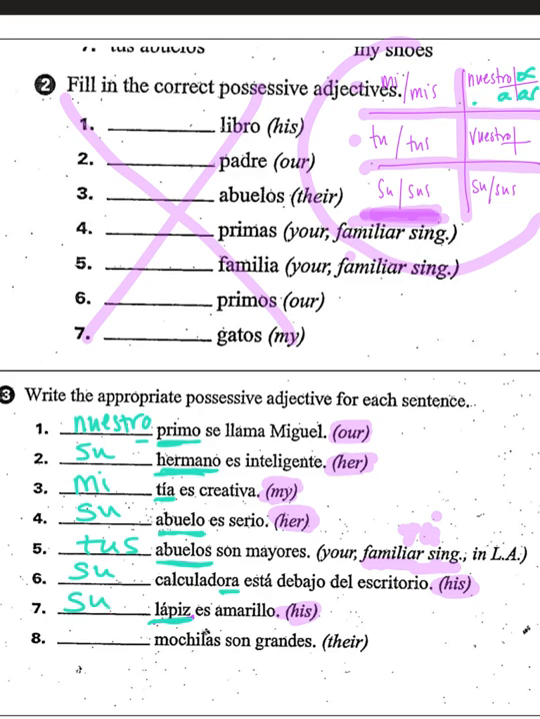Alright, and then last we have "their." They, box 6, su or sus. I gotta look at what is being owned. Mochilas. So that is plural. So that's gonna be sus. Muy bien, chicos.